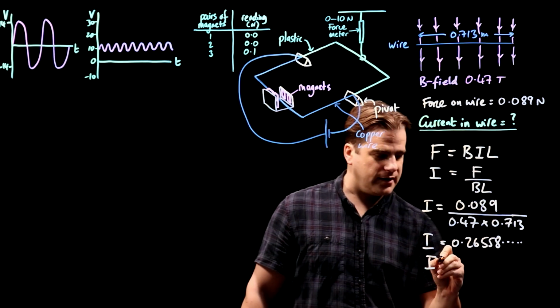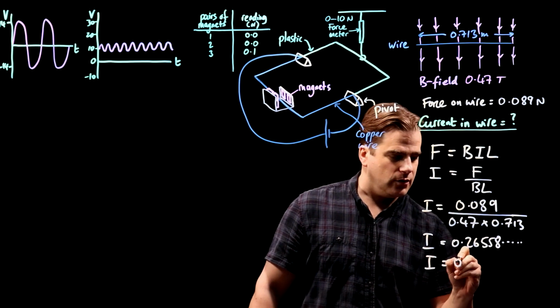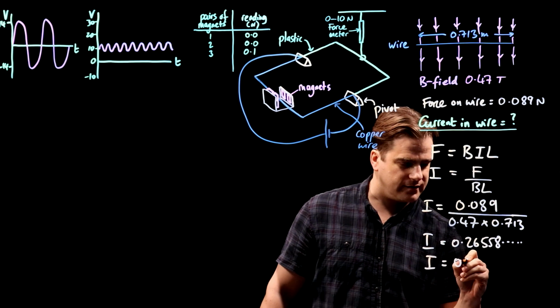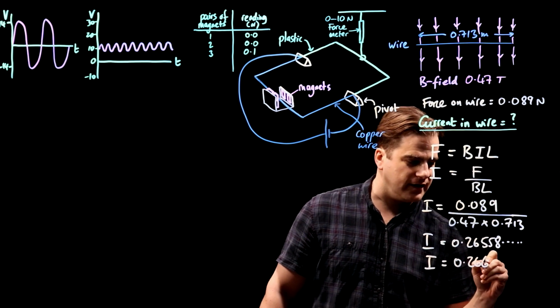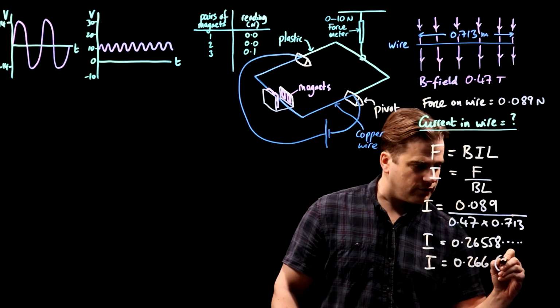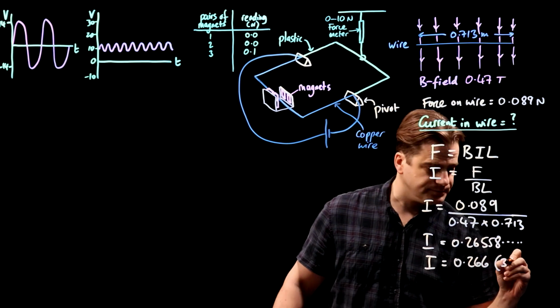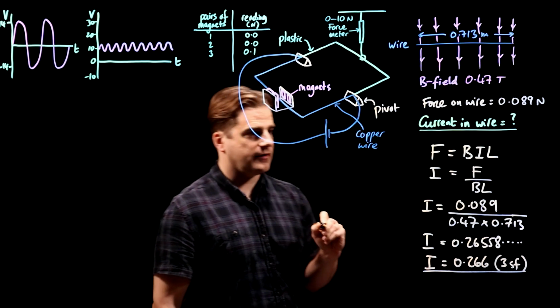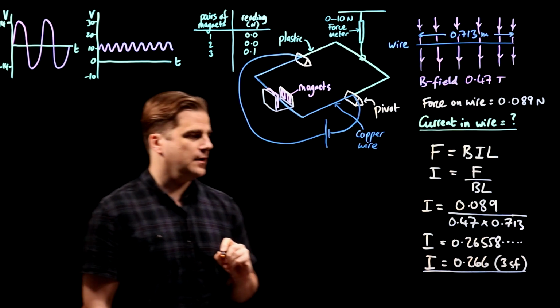Okay, so if I was in the exam, I'd say I is 0. So we go into there, that 5 pushes that up to a 6, 0.266 to 3 significant figures. Okay? That's the correct answer. Good.